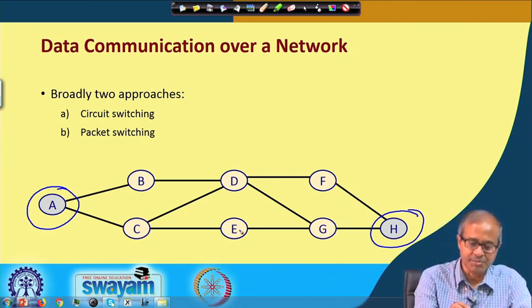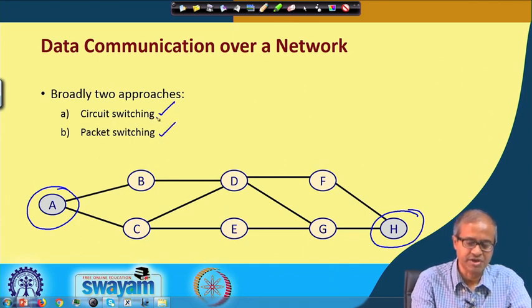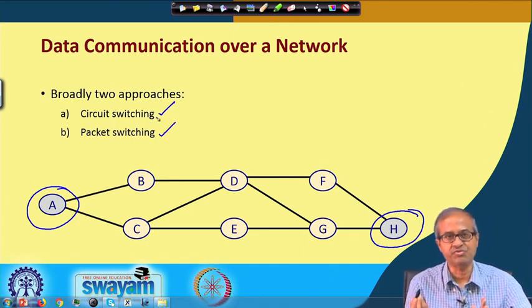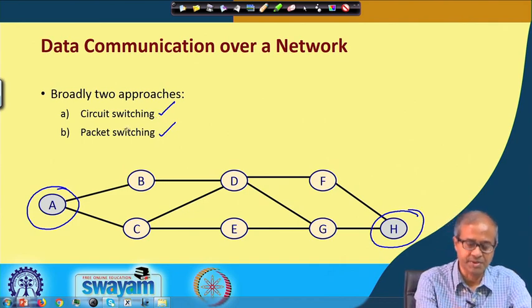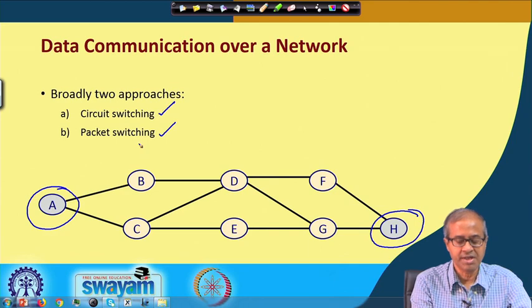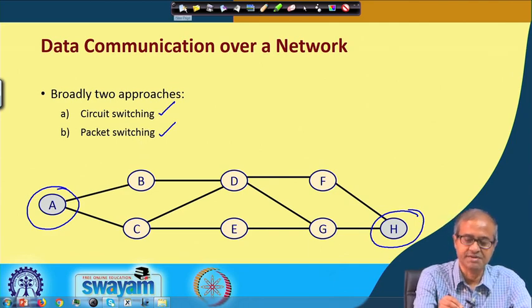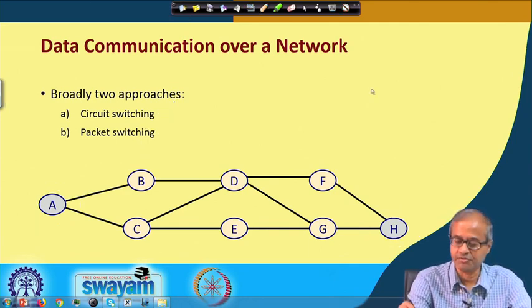Broadly speaking, communication may happen using two techniques. One is called circuit switching, which was more traditional, the old method, and nowadays we have something called packet switching. Let us look into this.